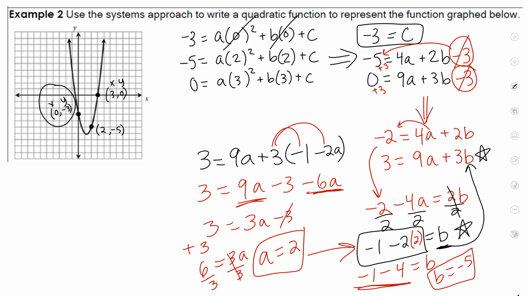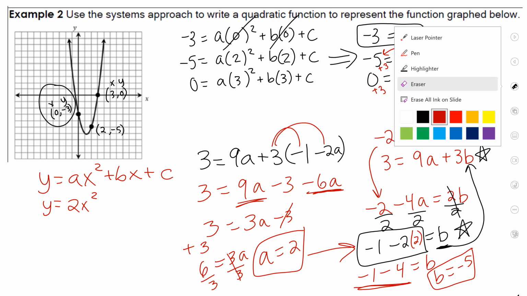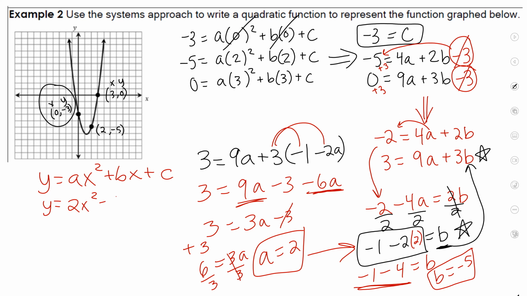Okay, so my equation, I'm going to write it over here. Remember, it's y equals ax squared plus bx plus c. Our a value is 2. Our b value is -5, so let me erase that plus sign. b is -5, so I'm going to put -5x, and c value was -3, so -3. So this is my equation.